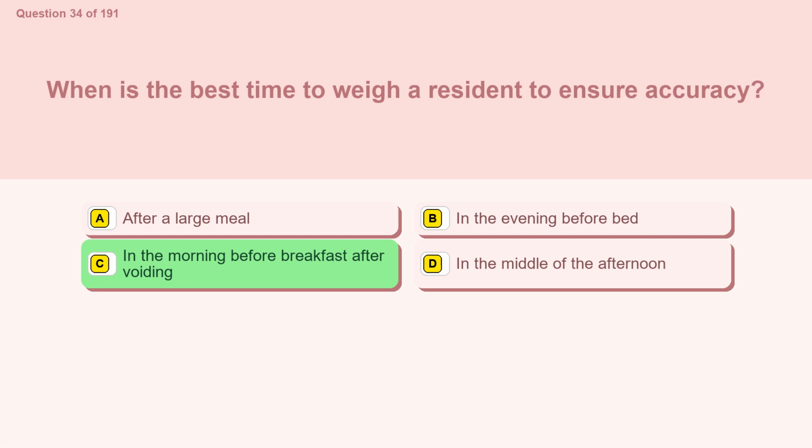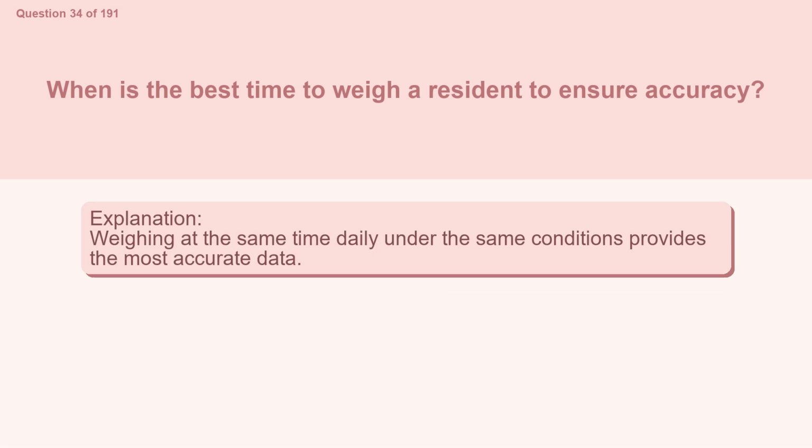The correct answer is option C. In the morning before breakfast after voiding. Weighing at the same time daily under the same conditions provides the most accurate data.